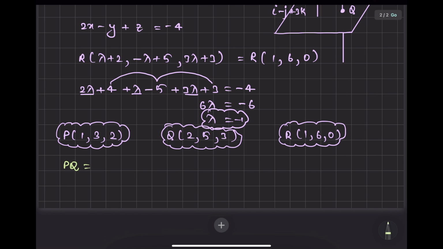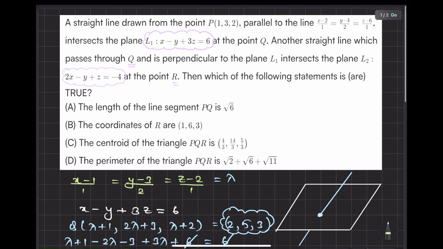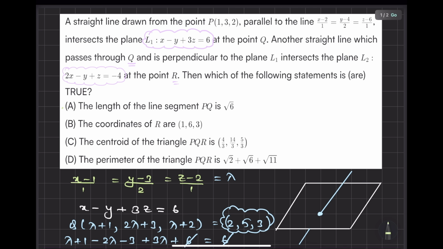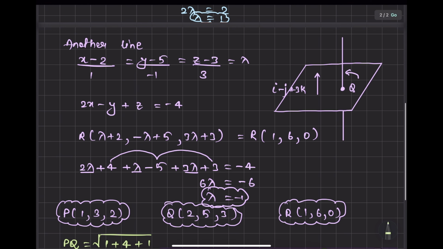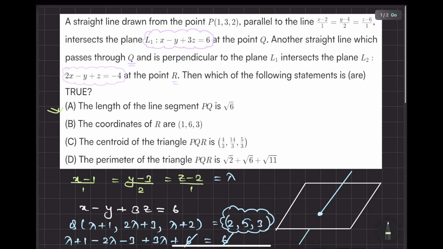So PQ is: 2 minus 1, 1 square is 1. 5 minus 3, 2, 2 square is 4. 3 minus 2, 1, 1 square is 1. This is root 6. This means yes, option A is correct. Now the coordinate of R is 1, 6, 0, so option B is wrong.